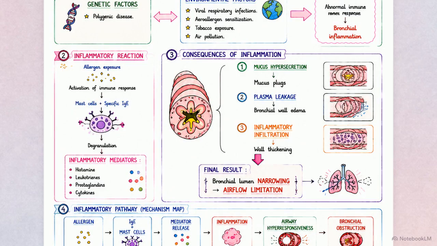This diagram illustrates the resulting immune cascade. Initial exposure to an environmental allergen activates a specific immune response, producing IgE antibodies that bind directly to mast cells in the airway tissue. Once triggered, the mast cell degranulates, releasing a highly potent payload of chemical mediators. These include histamine, leukotrienes, prostaglandins, and cytokines.